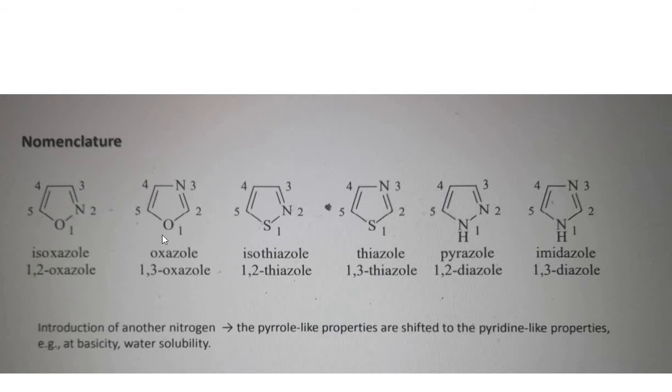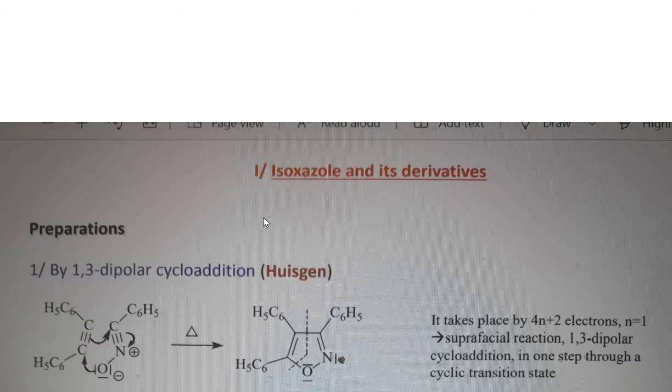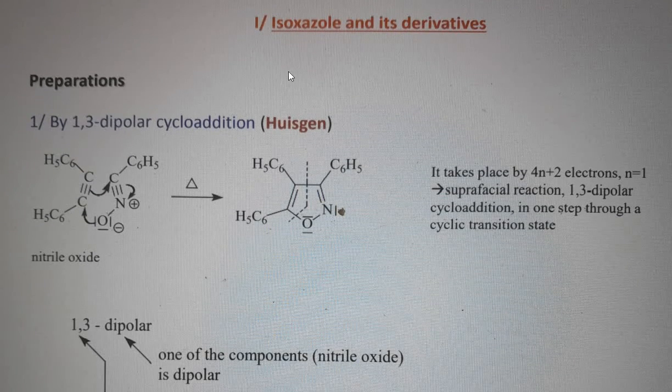Now, my friends, go to the 2 heteroatoms. The oxazoles: 1,2-oxazoles, 1,3-oxazoles; isothiazole, which is not in your syllabus, but thiazole, 1,3-thiazole; pyrazoles, 1,2-diazoles; and imidazole, 1,3-diazoles. So look here, how you will prepare isoxazole and its derivatives. Do not go to the derivatives; first focus on the preparation of isoxazole, because you have less time.